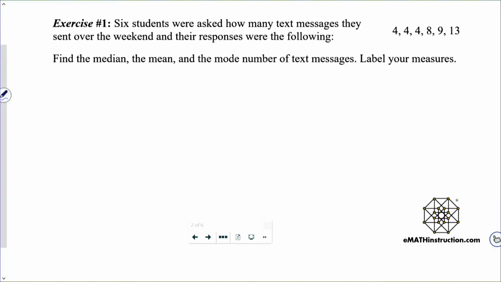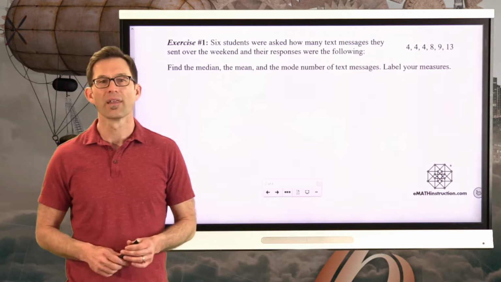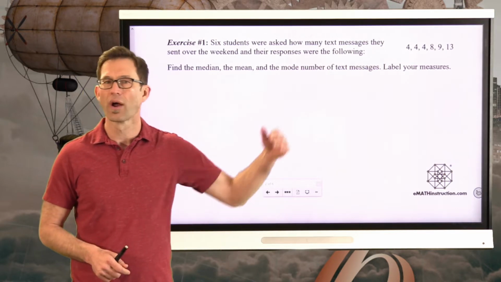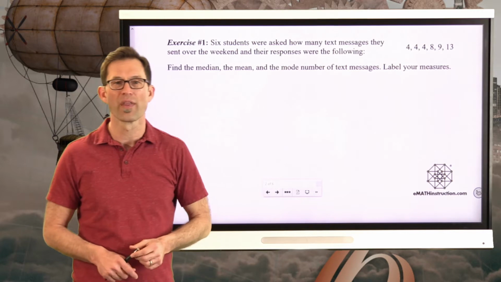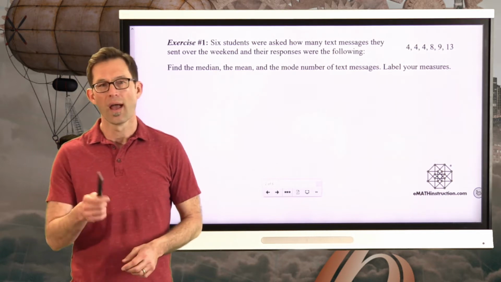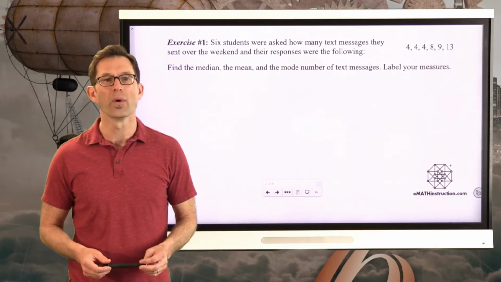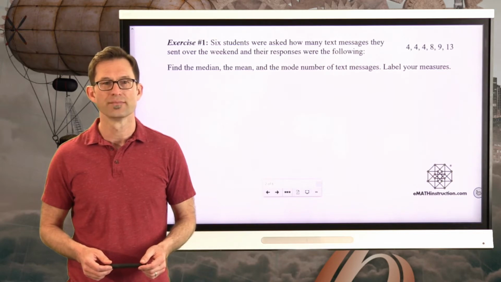Six students were asked how many text messages they sent over the weekend, and their responses were the following: 4, 4, 4, 8, 9, 13. Find the median, the mean, and the mode number of text messages. Label your measures. I'd like you to pause the video right now and figure out the mean, the median, and the mode for that data set. Should be pretty simple, and then we'll revisit and talk about what we got for those statistical measures.